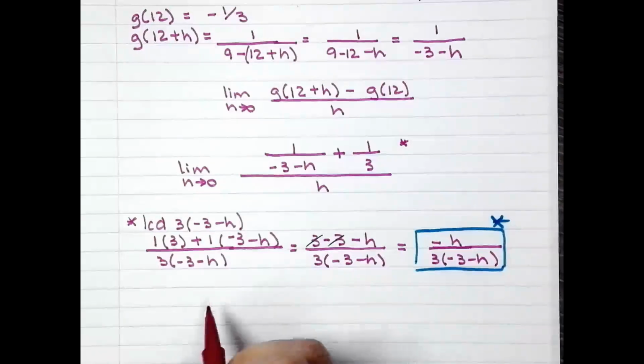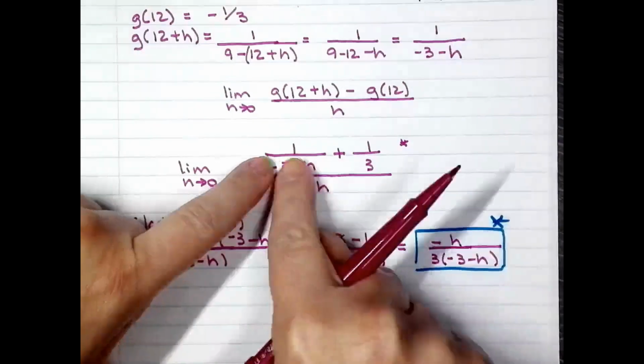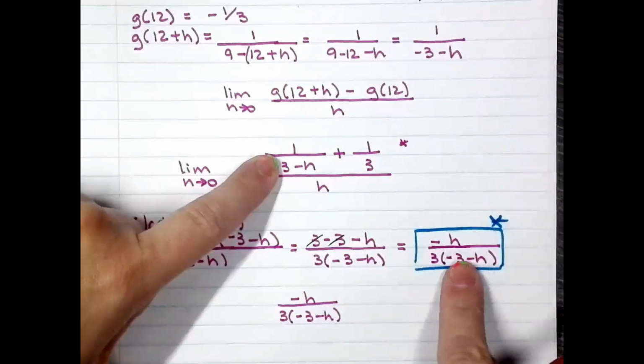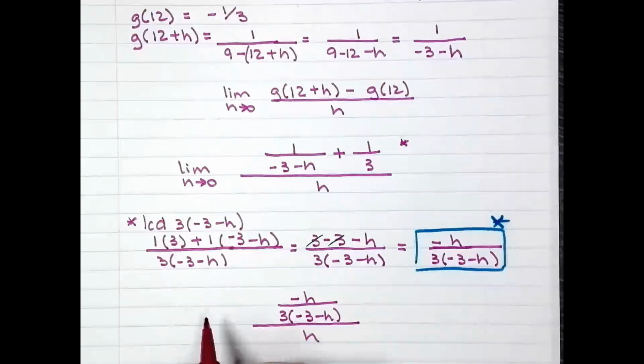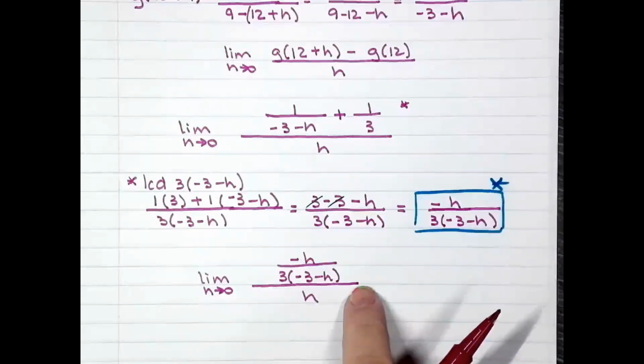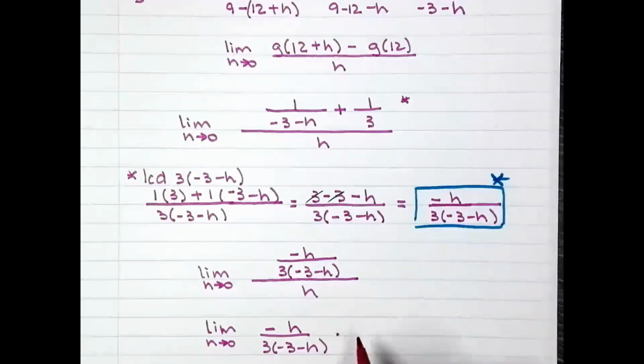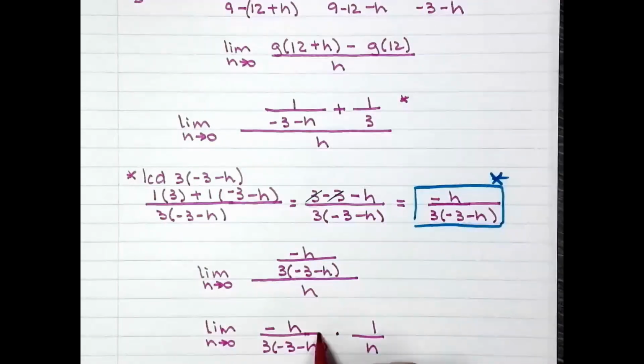Okay, bring it all back together. We have negative h over our LCD. So we are replacing this with this over h. And we're still finding the limit as h approaches 0. All right. So now when you divide, we're going to multiply by the reciprocal. So negative h over 3 times negative 3 minus h, multiply by the reciprocal, so 1 over h. H divided by h is 1.